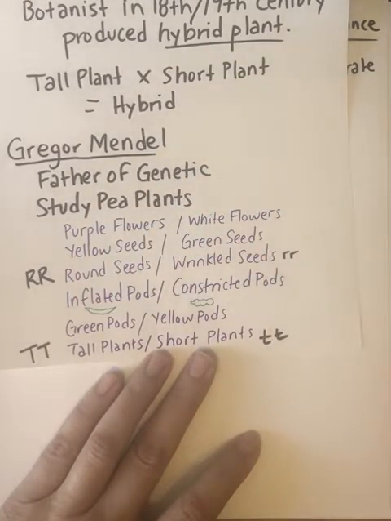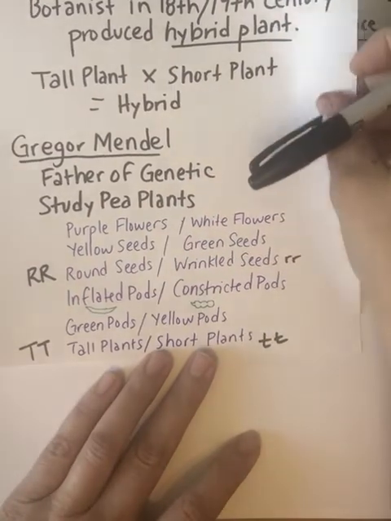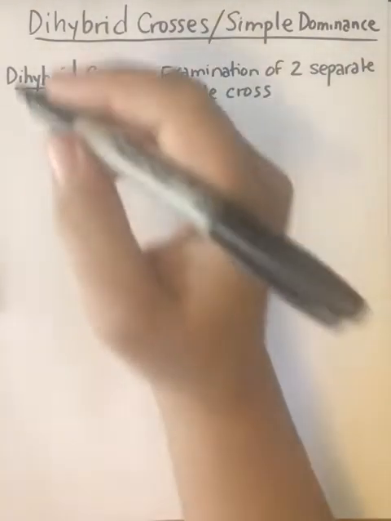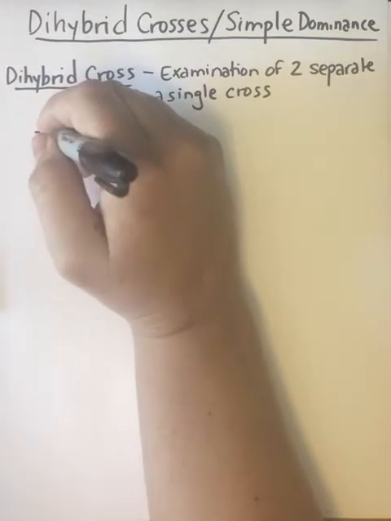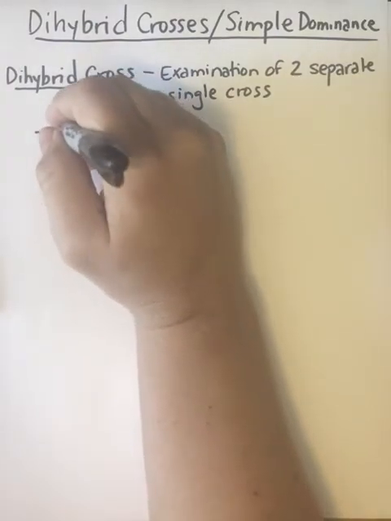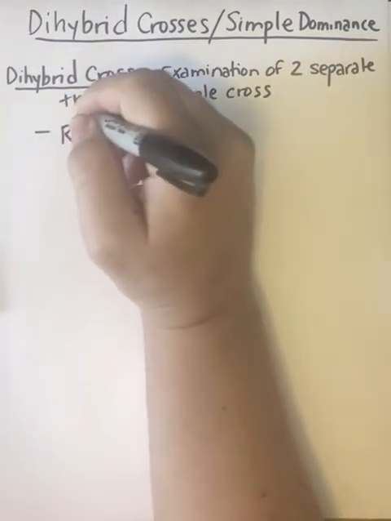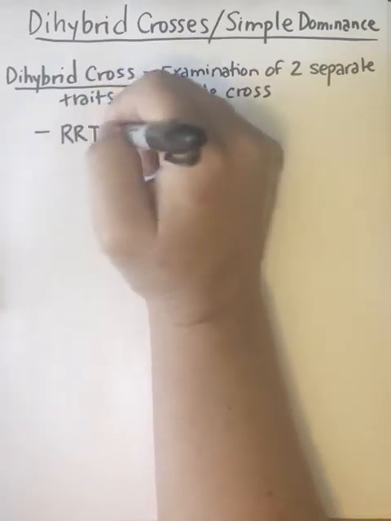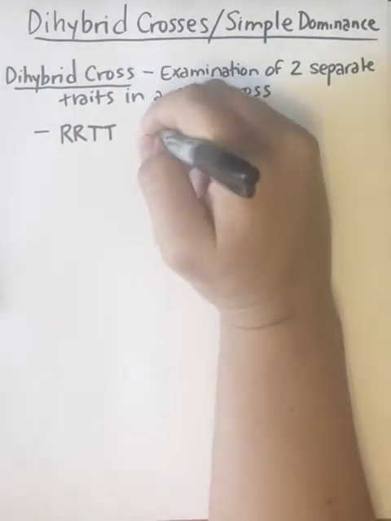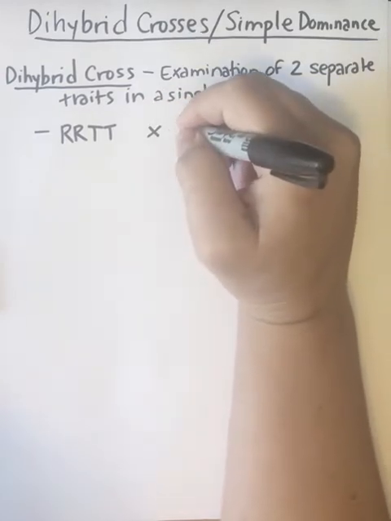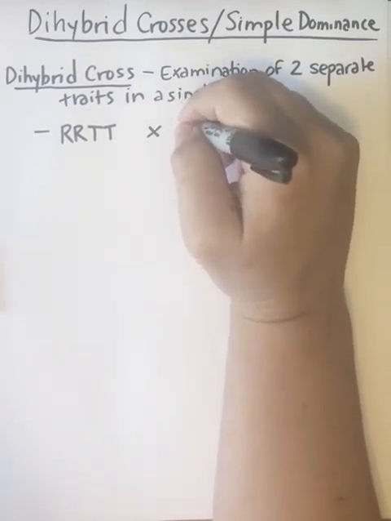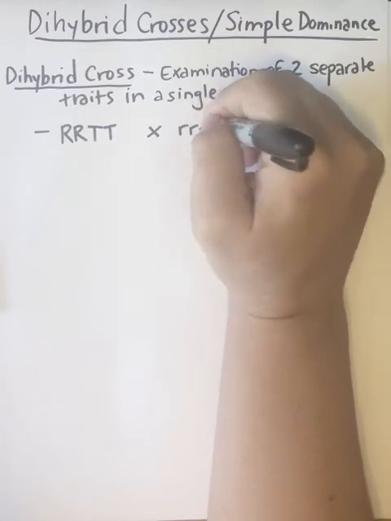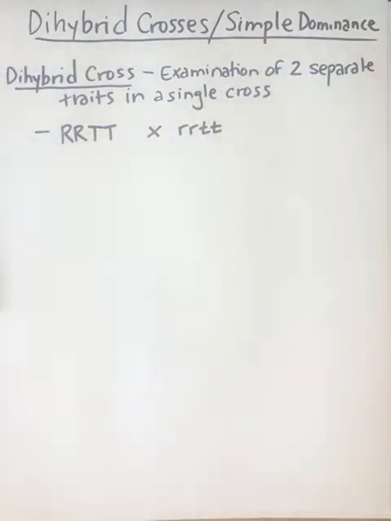All the other traits that we've done in the past are just one single trait. So if we basically crossed, we could say a round seed, tall plant, that's two single traits, times a wrinkled seed, little r, with a short plant. It would look like this. We're talking about two different traits.